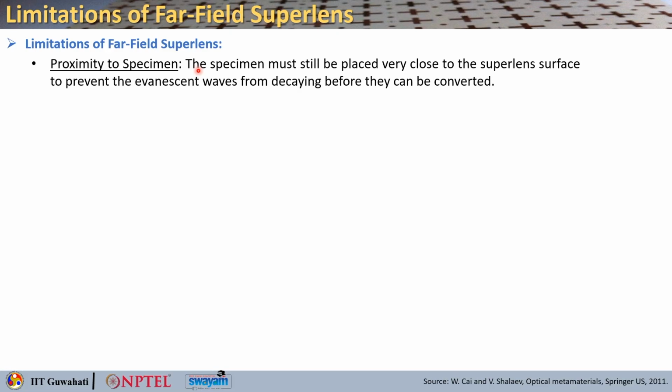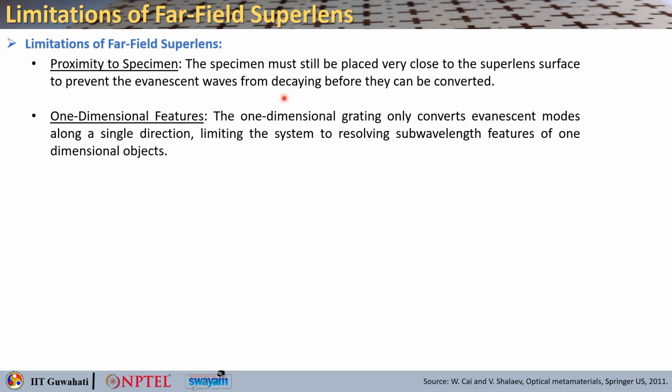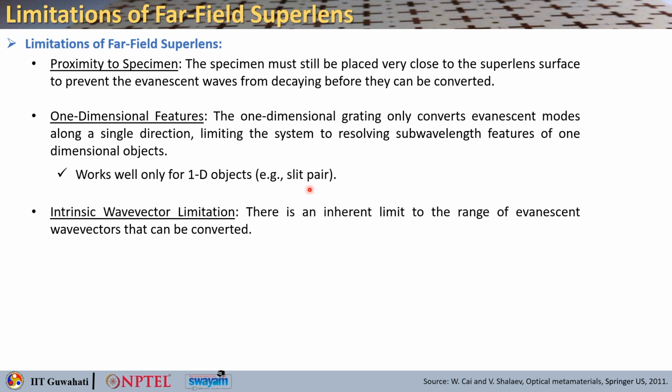The limitations of far field superlens are that the specimen must still be placed very close to the superlens substrate to prevent the evanescent waves from decaying before they are converted into propagating waves by the grating. Another important aspect is that the one dimensional grating only converts evanescent modes along a single direction. So, you are losing some of the information. That limits the system to resolving sub-wavelength features of one dimensional objects only, like a slit pair.